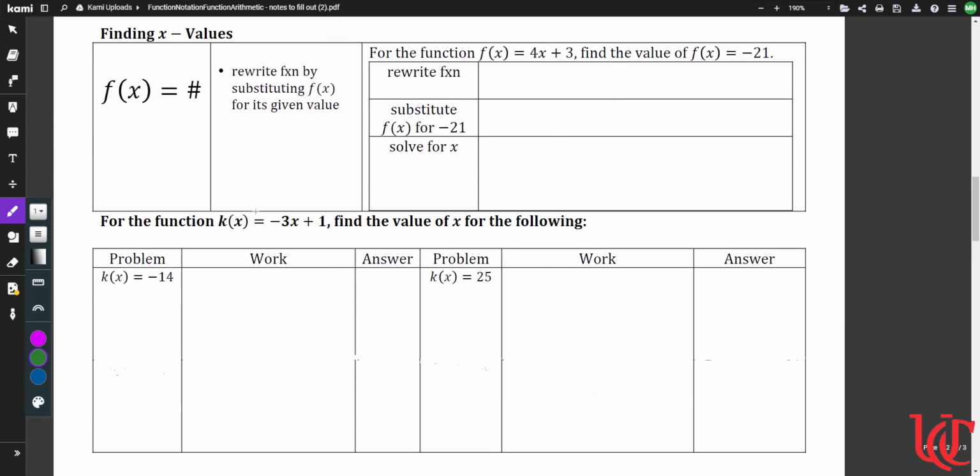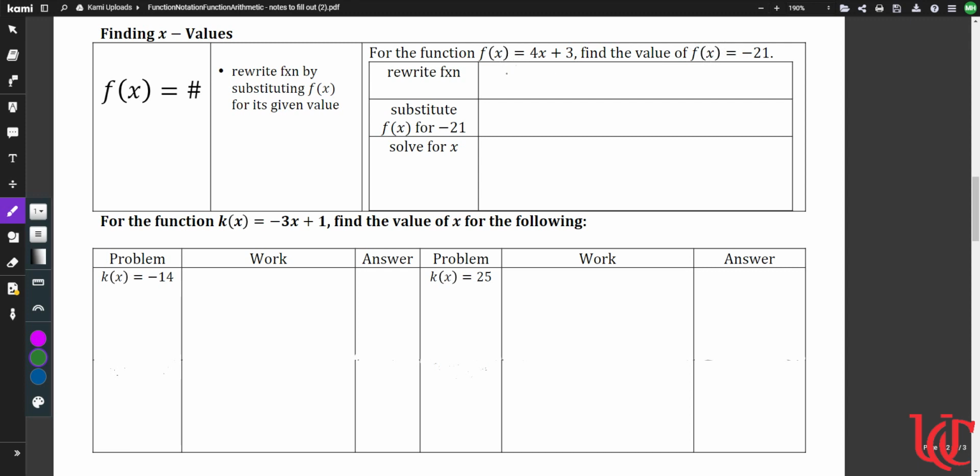So we're going to go back down. Now, sometimes they're going to say what the function is equal to. And in this case, we're going to be solving for the variable as opposed to evaluating. So we get to first rewrite the function. We're going to put it back into the y equals because we can't solve a function. So we're going to say that f of x equals 4x plus 3, and they want to know what x equals when f of x equals negative 21.